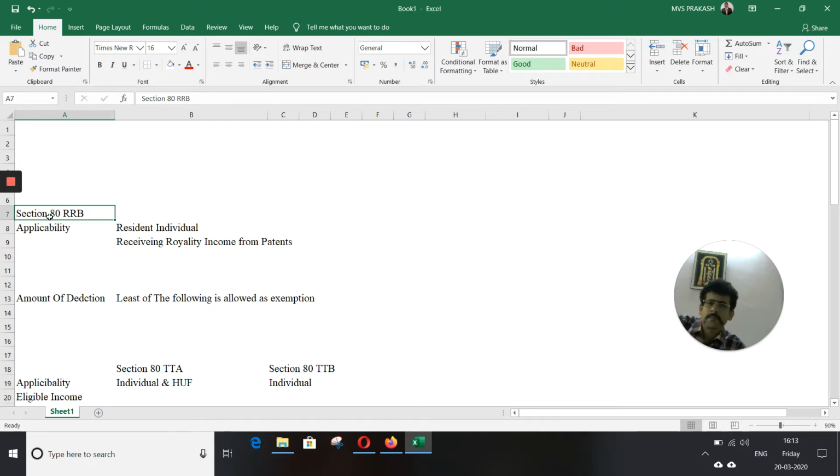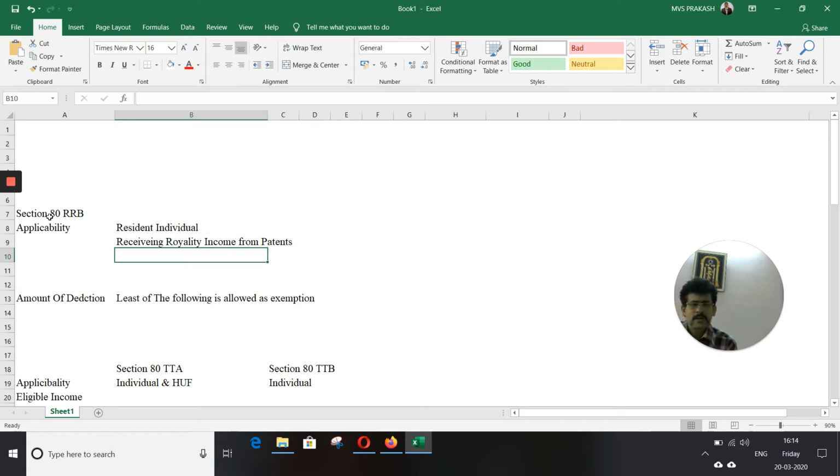RRB: whenever you are having a patent and you have given that patent on lease to some other person, you are receiving some sort of royalty on that patent. That royalty income is allowed as deduction under 80 RRB. Any individual who is resident and whose total income has royalty income from patents qualifies. You have developed a patent, you have given it to some other person, he is using the patent, and he is giving you royalty. Whatever royalty is received is eligible for deduction under 80 RRB.